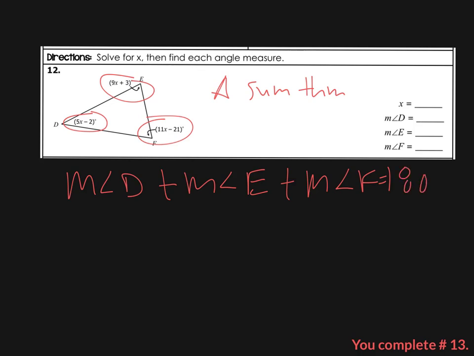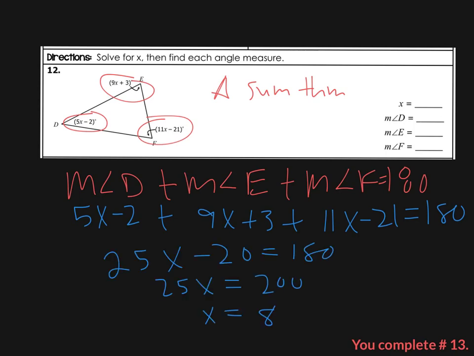Now let's substitute who they are. So instead of angle D, I'm going to write 5x minus 2 plus the measure of angle E is 9x plus 3, and the measure of angle F is 11x minus 21, and that's all equal to 180. Now we're going to combine like terms and solve. Press pause. You wrap this one up and get a value for x. After combining like terms, you should get 25x minus 20 equals 180. So on and so forth, you get an x of 8.